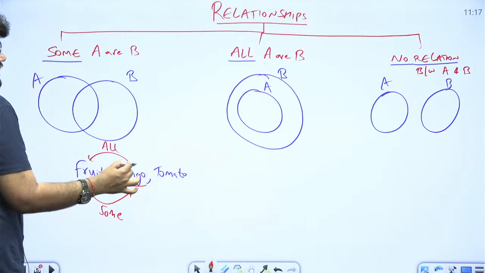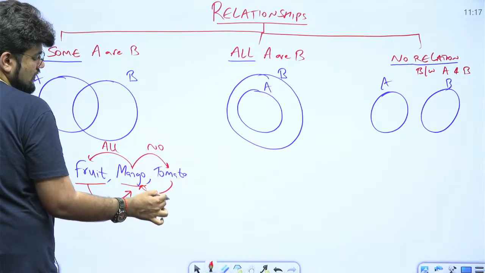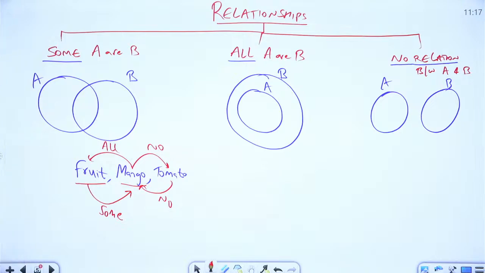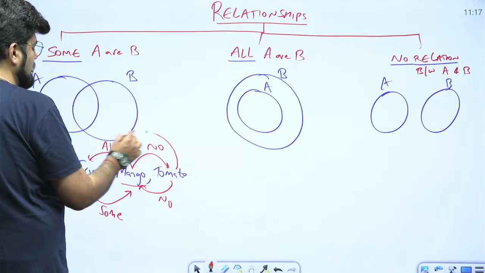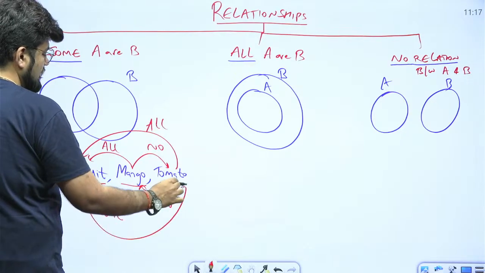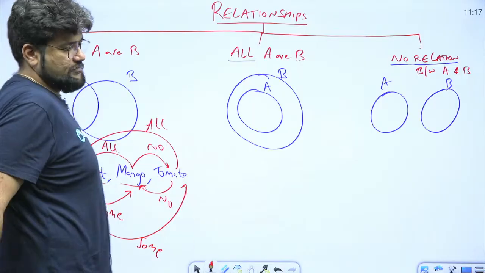So, between mango and tomato, you know there is no relation. Similarly, here also no relation. And between fruit and tomato, a lot of people still don't know this, but tomatoes are also fruits. So, all tomatoes will be fruits, but some fruits will be tomatoes. Now, you look at all these relationships and start drawing.